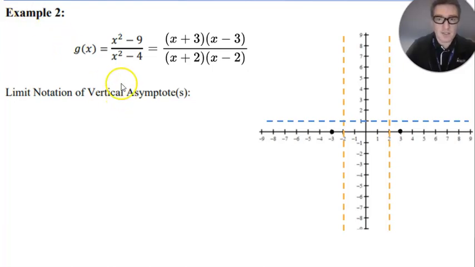And what else is also easy to find is the y-intercept. Y-intercept happens when x equals 0. If x equals 0, these two terms will disappear and I will have negative 9 divided by negative 4. And negative 9 divided by negative 4 is 2.25, which is this point right here.